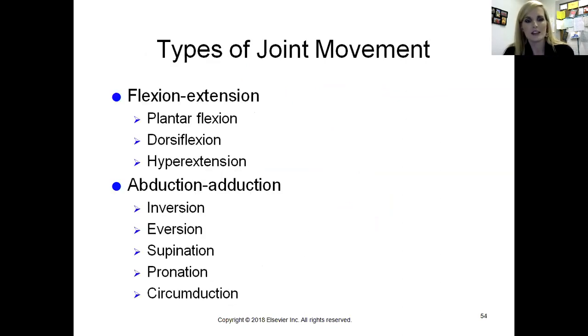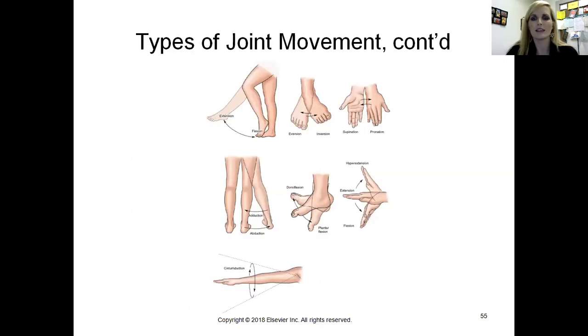Then we have inversion versus eversion. Looking at this top center picture, it's referring to the soles of our feet. When the soles of our feet are going in, think the prefix in, so when they're moving in towards the body is inversion, and eversion is when they're moving away from the body.